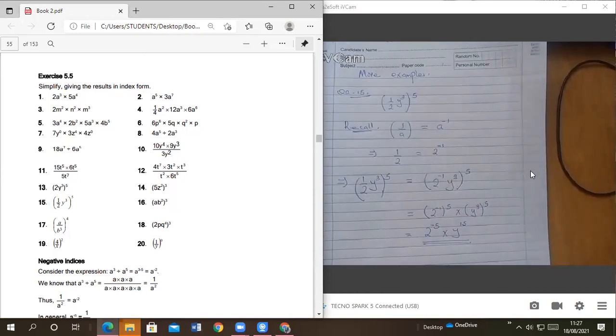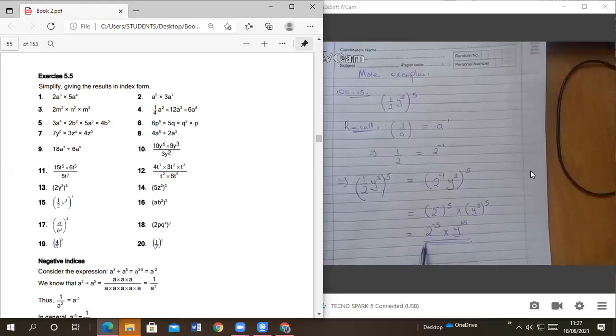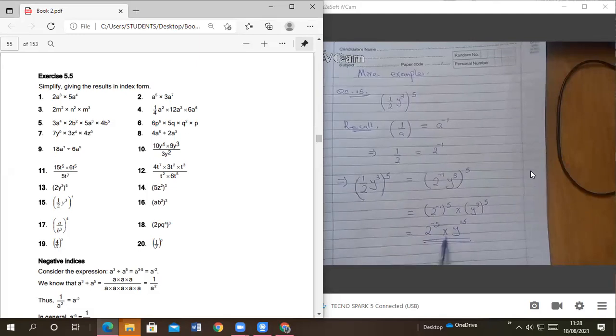The reason why we leave it like that is because when you look at 2 and y, they don't have the same base. If they had the same base, we would simplify it further. So for this case, they don't have the same base. We shall leave it like that. There we have simplified. Okay? Which other question? That was question 15.